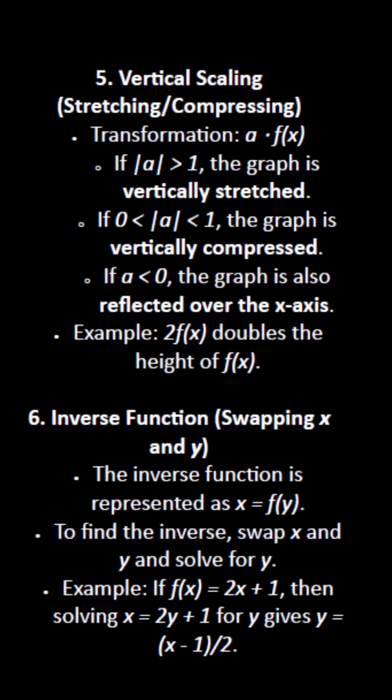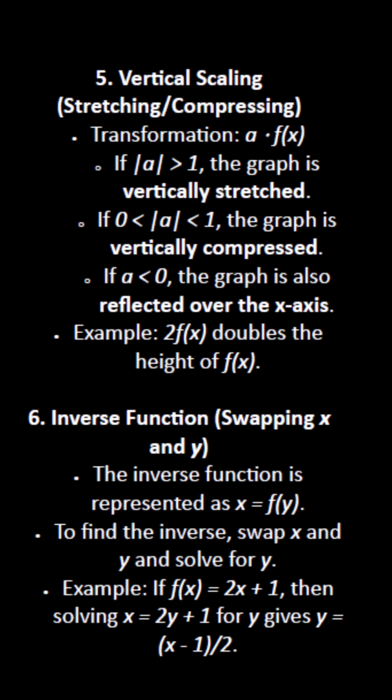Okay, so let's talk about scaling next, specifically vertical scaling. Vertical scaling involves multiplying the entire function by a constant, let's say giving us a times f of x. And the effect of this depends on the value of a. If the absolute value of a is greater than 1, it stretches the graph vertically, pulling it further from the x-axis. If the absolute value of a is between 0 and 1, it compresses the graph vertically, squashing it closer to the x-axis.